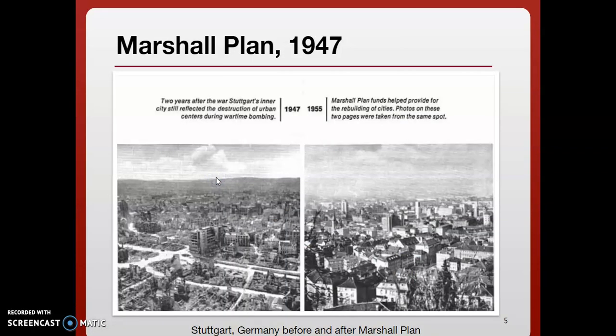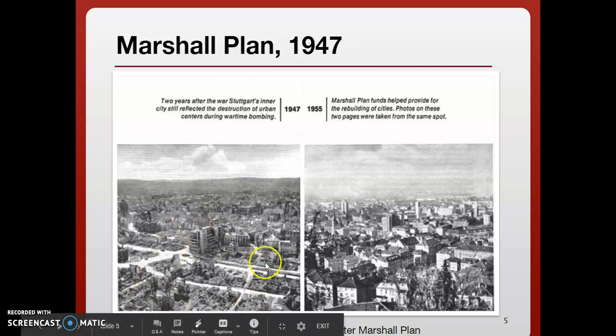Okay, so here's another picture about the Marshall Plan. All right, so you could see that on this side, right, everything's kind of leveled. These buildings are kind of blown up, right, as a result of the war. And we see only a few years later, this is 1947 and 1945, okay, we see that this is the same exact city, but it's being rebuilt as a result of materials and money coming in from the United States.